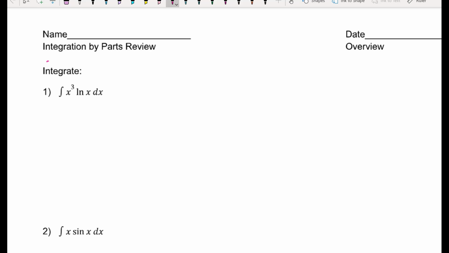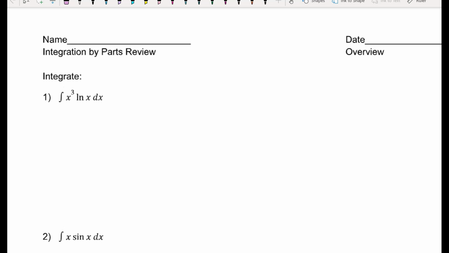In this video I'm going to review integration by parts, just to give you an idea of all the different types of integration by parts problems we've done. The first thing we need to recognize is the formula for integration by parts. The integral of some function u times the derivative of some other function dv is equal to u times v minus the integral of v du.